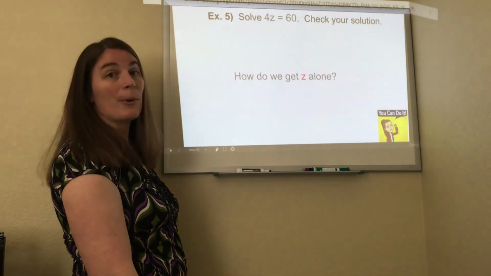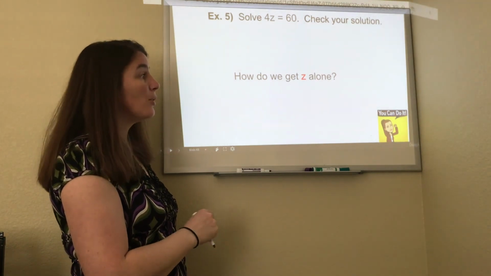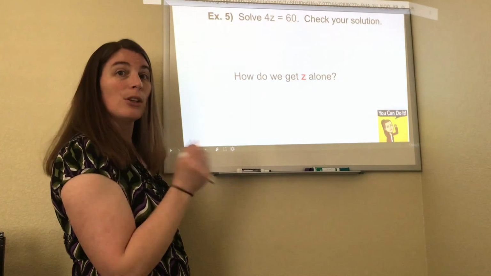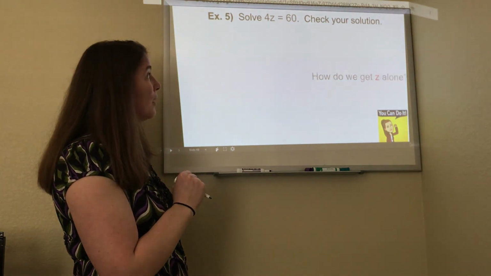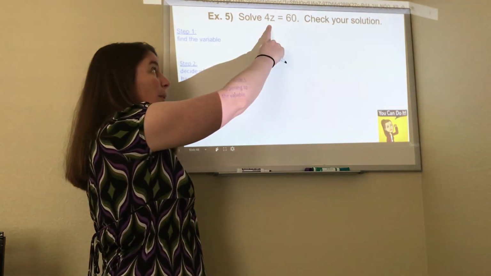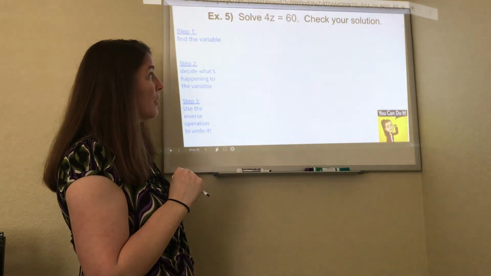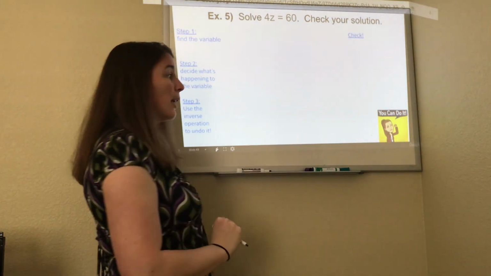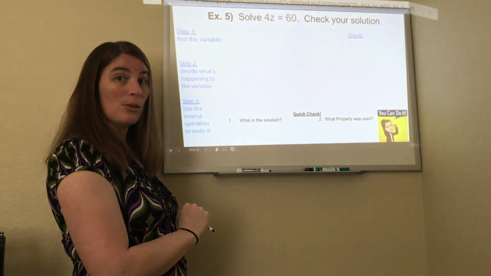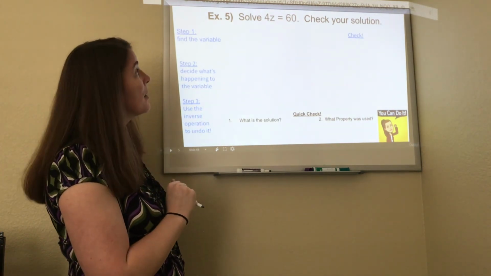This is question number 5. So 4z equals 60. I do want you to try this one on your own again. And then check your solution to see how you did. Okay, so find the variable, decide what's happening to it, and then undo it by using the inverse operations. When you're done, check it, and make sure you write your solution in and what property is used. You will have to be doing that in your practice.